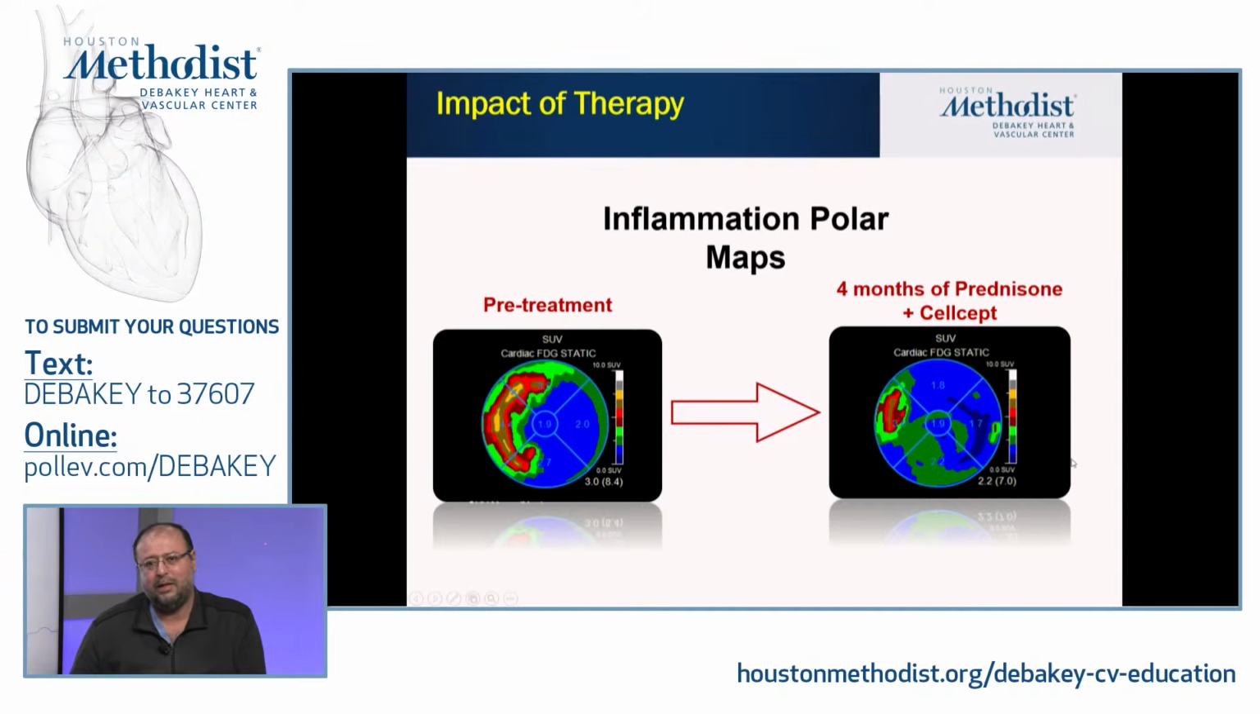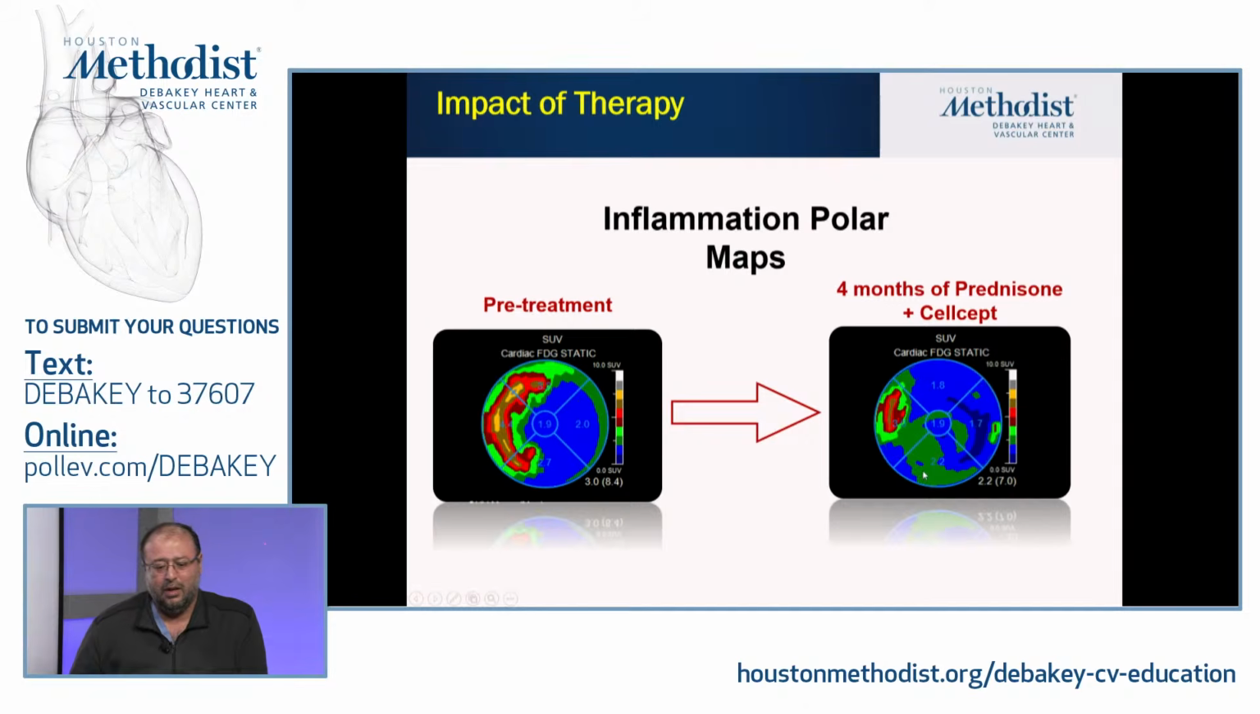After 4 months of prednisone and CellCept, yes, it didn't completely go away. There's still uptake, but you can see the area or the volume of inflammation has significantly decreased. Although in the remnant area, it's still very hot, and the SUV max only dropped from 8.4 to 7. So you might argue that if you look at it from an SUV max point of view, it may not have gone completely, but the volume of inflammation has significantly dropped, and the patient's ejection fraction has also improved.